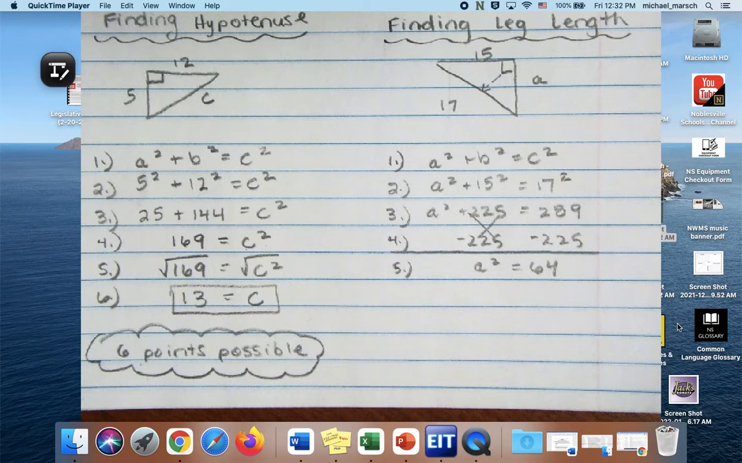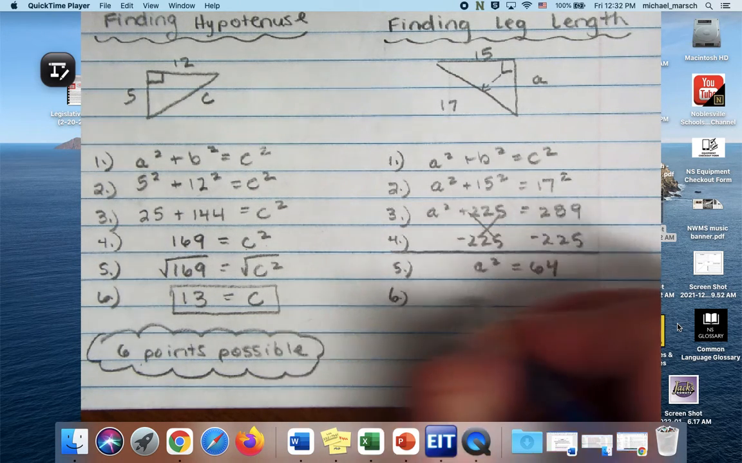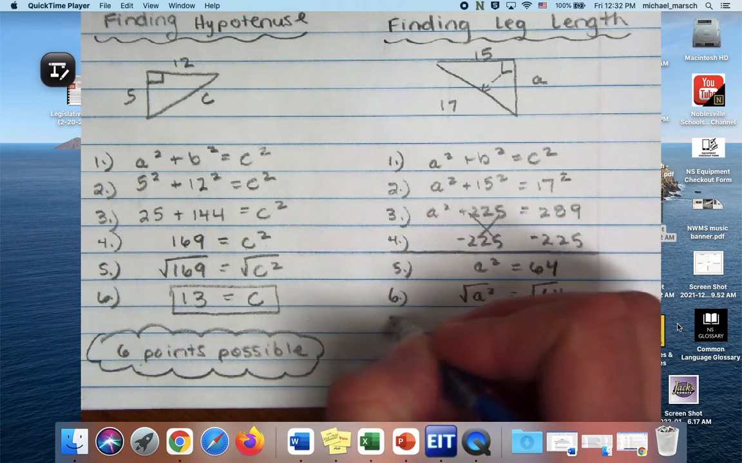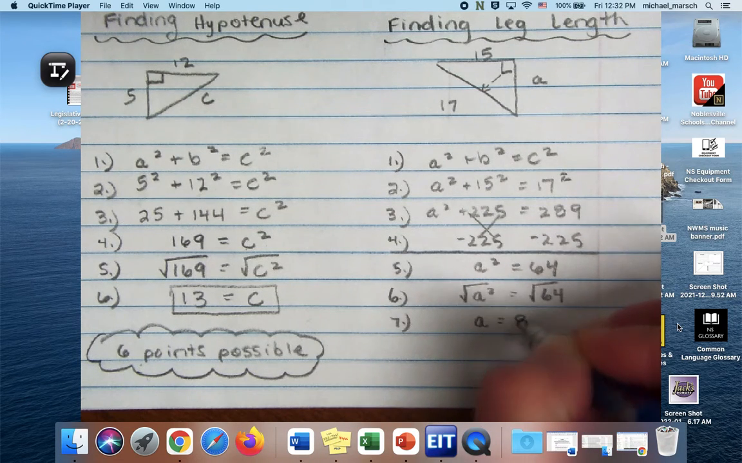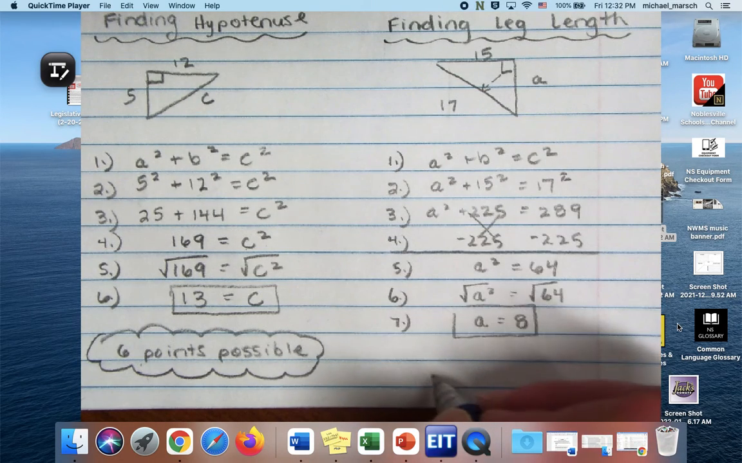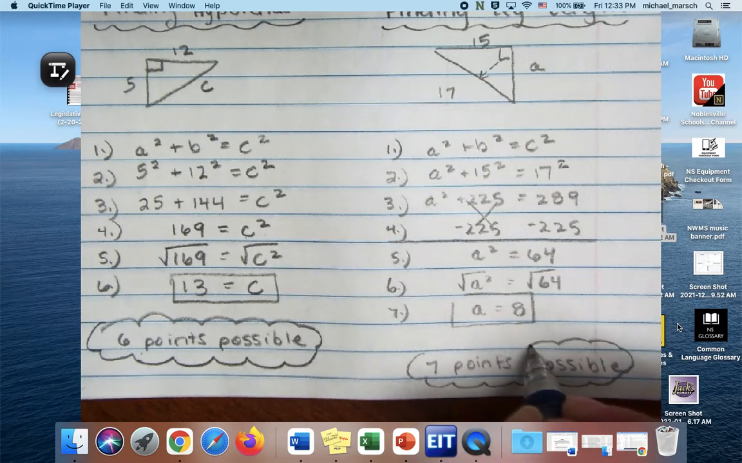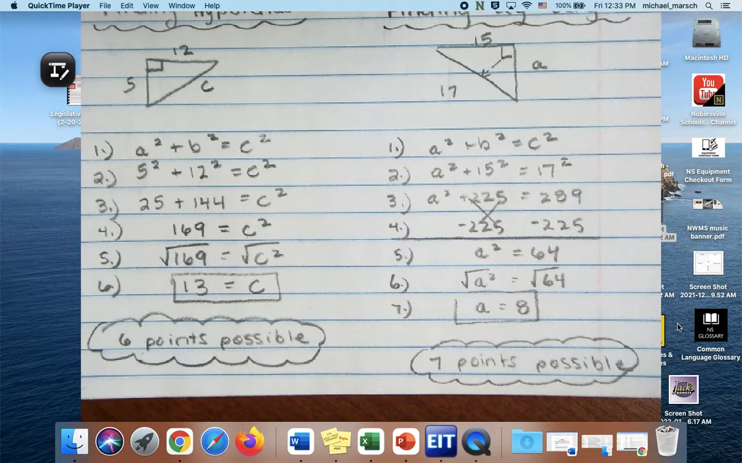Then we do the square root. All right. Now I'm going to do square root of A squared equals square root of 64. A equals 8. So there are 7 points possible for Pythagorean theorem.